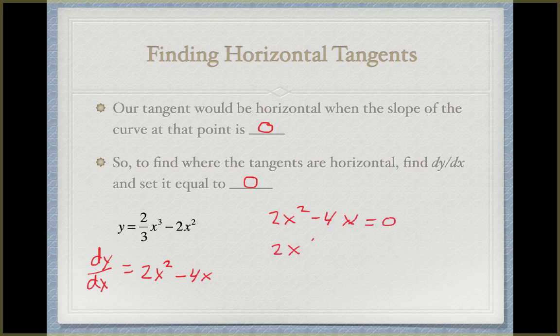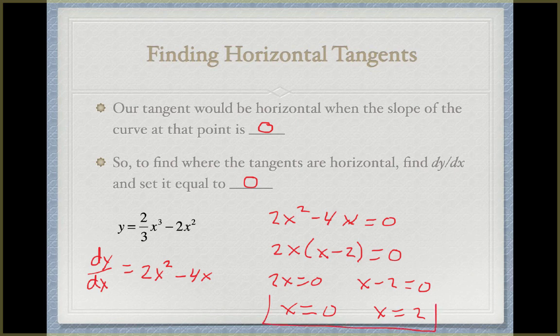Factor out a 2x, you get 2x times (x minus 2) equal to 0. And then you set both factors equal to 0. And x equals 0, and x equals 2. So there are two places where we have a horizontal tangent for this, which makes sense. This is a cubic function, and we have two different flat spots, two changes of direction where the slopes would be 0, and they happen at x equals 0 and x equals 2. If it actually asks you to write the horizontal tangent at that point, you would find your y values and then write your equations.